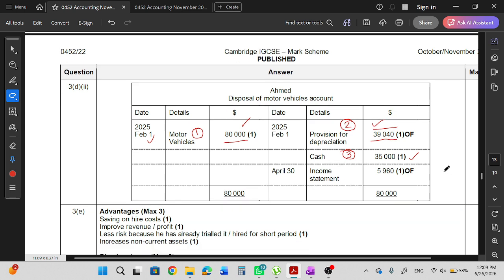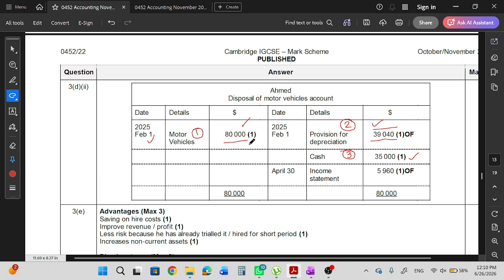After these three entries, the last entry is there. It contains only 4 entries, and there are maximum 4 to 5 marks for this disposal account. The fourth entry is the balancing figure entry. Balancing figure means that after placing these 3 items in this account, we will see which side is larger than the other side.